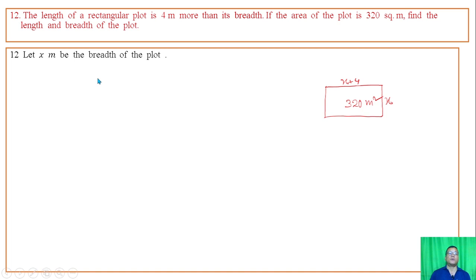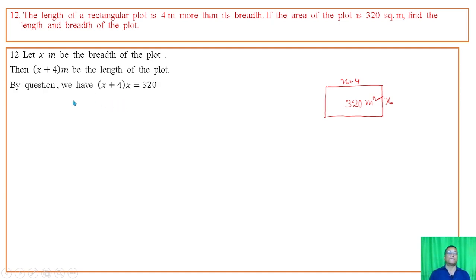Let x meter be the breadth of the plot. Then x plus 4 meter be the length of the plot. By the question, we have area of the rectangle, the length into breadth, which is also given as 320. We have a quadratic equation in this. Factorize this. We have x minus 16 whole into x plus 20 equal to 0.